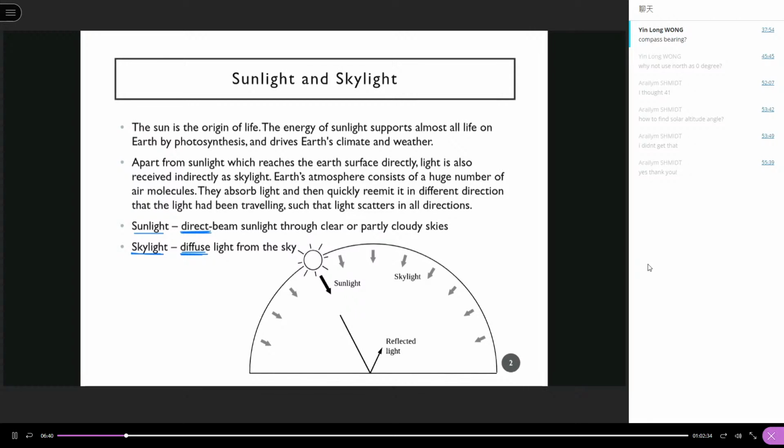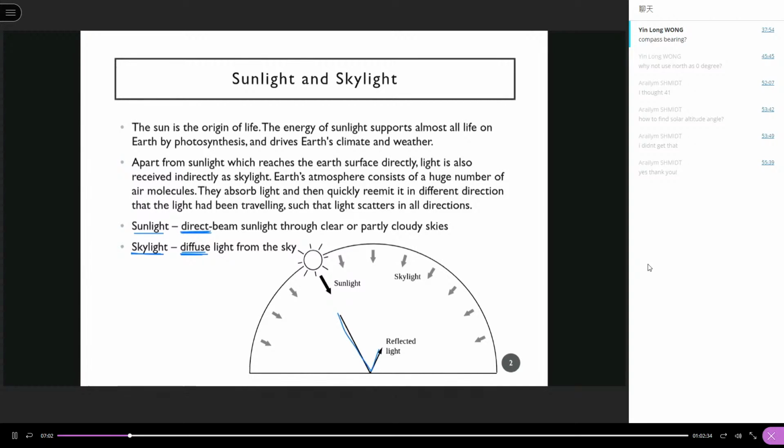And we may also have reflected light. Okay, so under a clear sky, very sunny, you have the strong sunlight, and then you are staying in the shade. Will you get your skin tanned? I mean, you have the UV light, right?